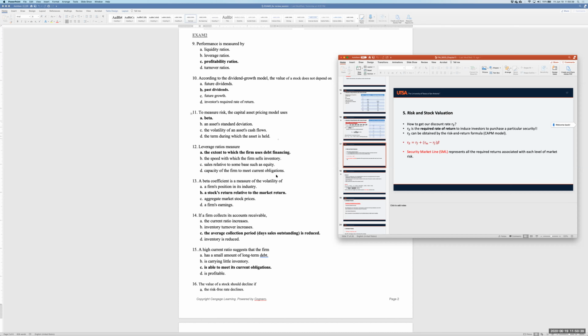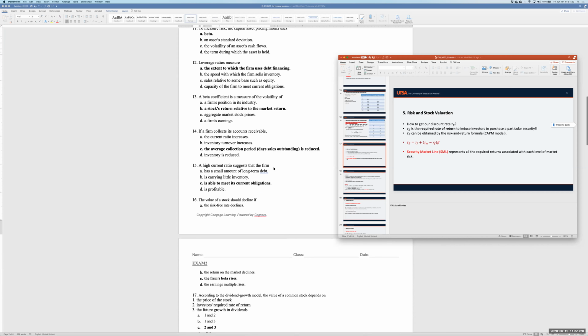Because it's basically total debt to total equity, and it shows how the company finances itself, the ratio of debt and equity. Yeah, A seems pretty correct. Definitely B is wrong. C is definitely wrong, and D, capacity of the firm to meet current obligations, that's the current ratio, right? It's not the leverage ratio. So the answer is straightforward, and the correct answer is A.